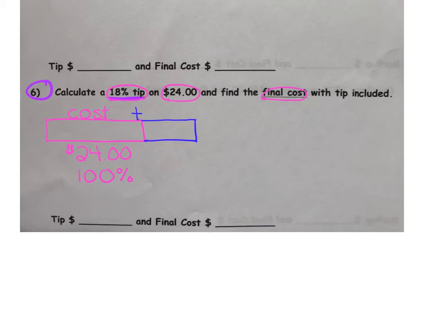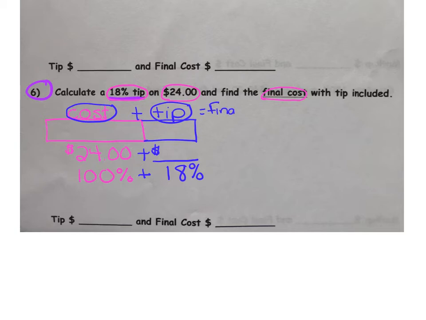So we're going to take the cost and add on a tip. We don't know right now how much we should tip our server, but we do know we're going to tip at a rate of 18%. If you take the cost of the meal plus the tip, that gives you a final cost. If we're paying for our food at 100%, adding an 18% tip, our final cost is at a rate of 118%.